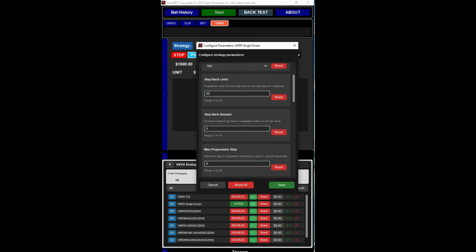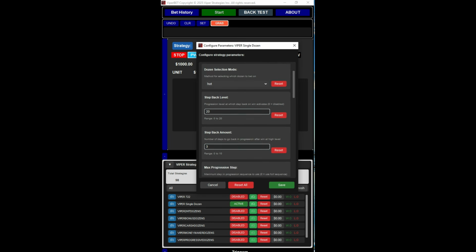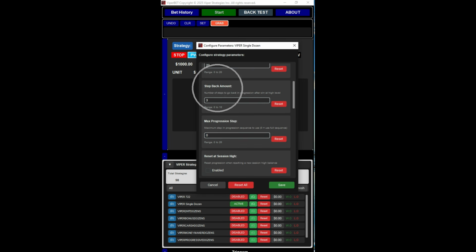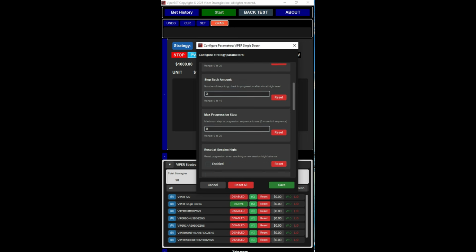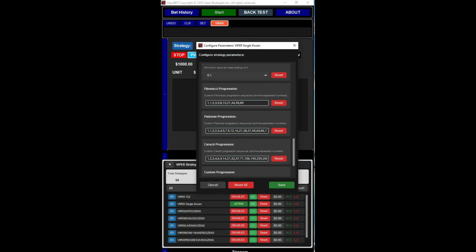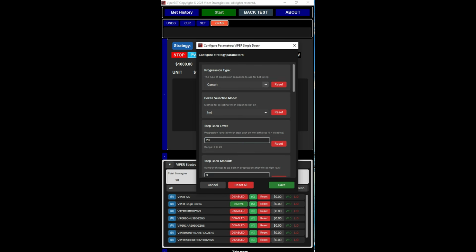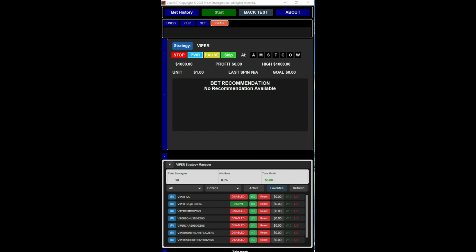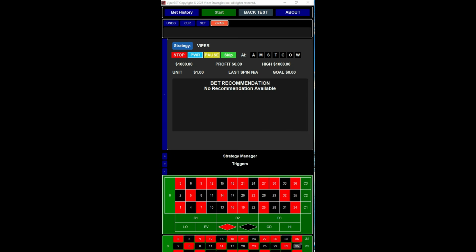So step back level, we're going to let it run through. We're going to keep that open at 20. Step back amount on wins, we'll keep that at 3. I'm going to keep it very basic. And let's see, Fibonacci, Padavon. I think Padavon's a little bit slower of a progression. Let's roll with Padavon instead. Okay, let's go ahead and save that. And we are going to set the session up now. Let me close this screen and start the test.